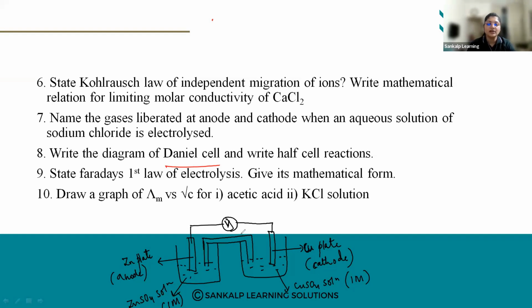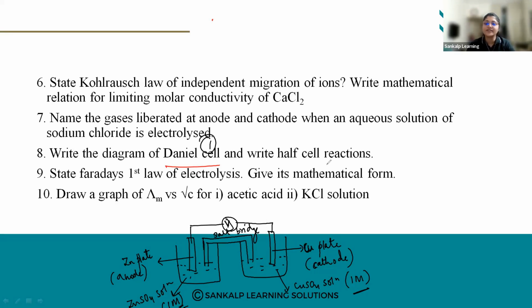This is the salt bridge. You have to name it properly. This is the correct way, so draw it properly: two beakers, two plates, their respective electrolytic solutions, the electrode with the electrolytic solution, and this concentration of 1 molarity should be maintained. Then the salt bridge. All these things should be written. For this proper diagram with proper representation, 1 mark.